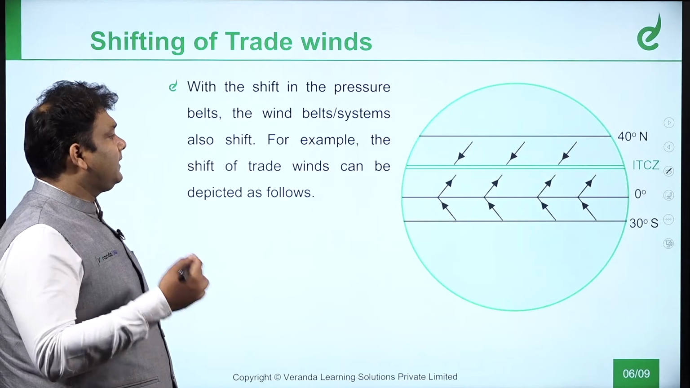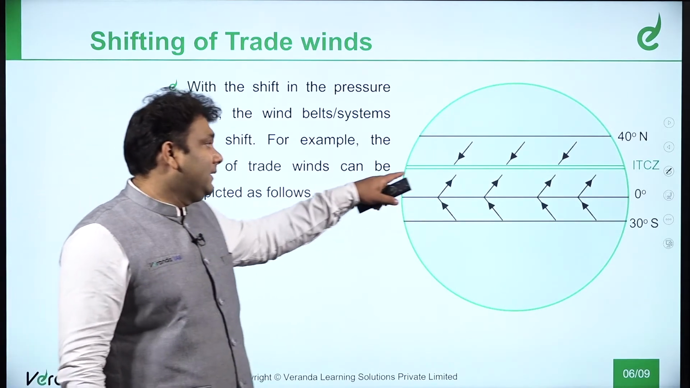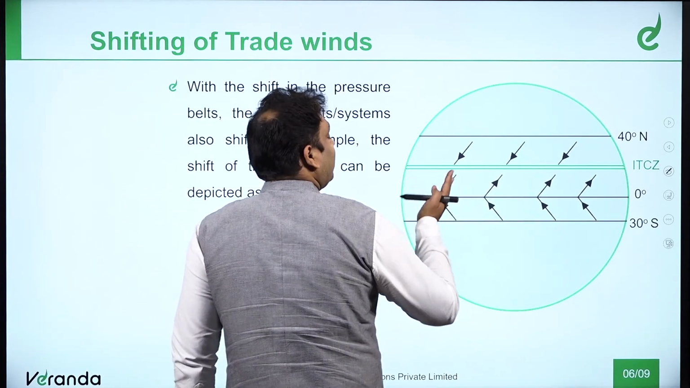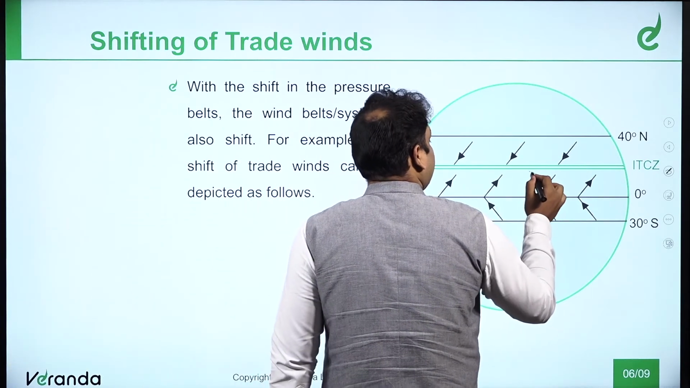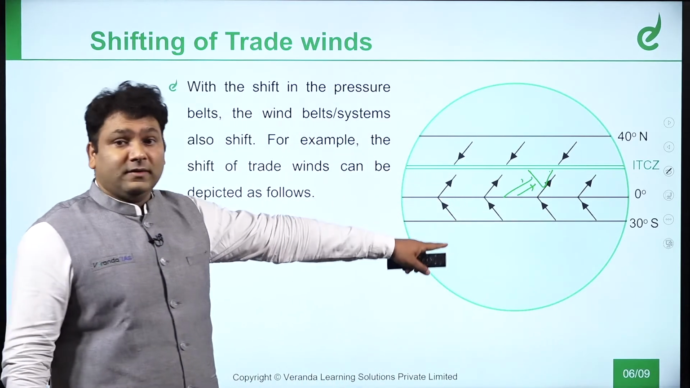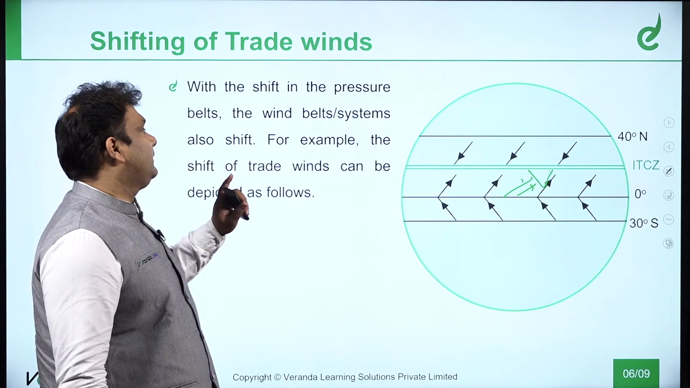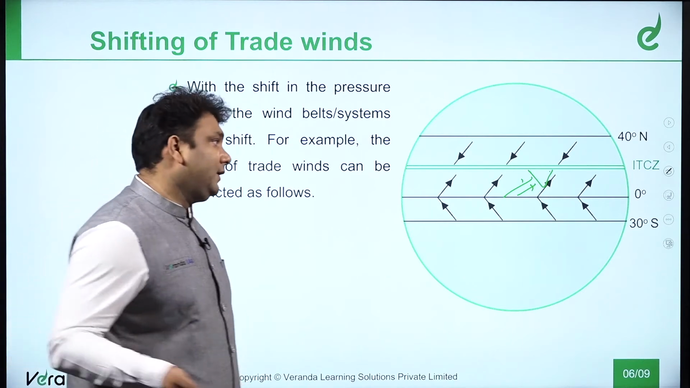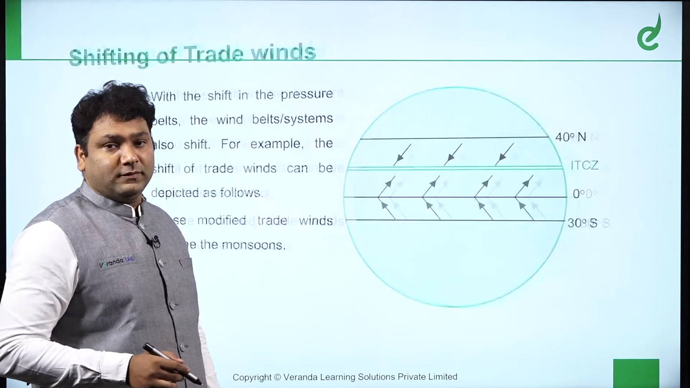Next, shifting of the trade winds. I have already explained how the shift of the trade wind happens. When the ITCZ is moving a bit north above the equator, the trade winds while they cross the equator will be changing the direction. So this is where India is there. These are nothing but the southwest monsoons. So the modified trade winds become the southwest monsoons. The shift in the pressure belts and the wind systems, for example the shift of the trade winds, can be depicted as follows, which you have seen already. So these modified trade winds become the monsoons.